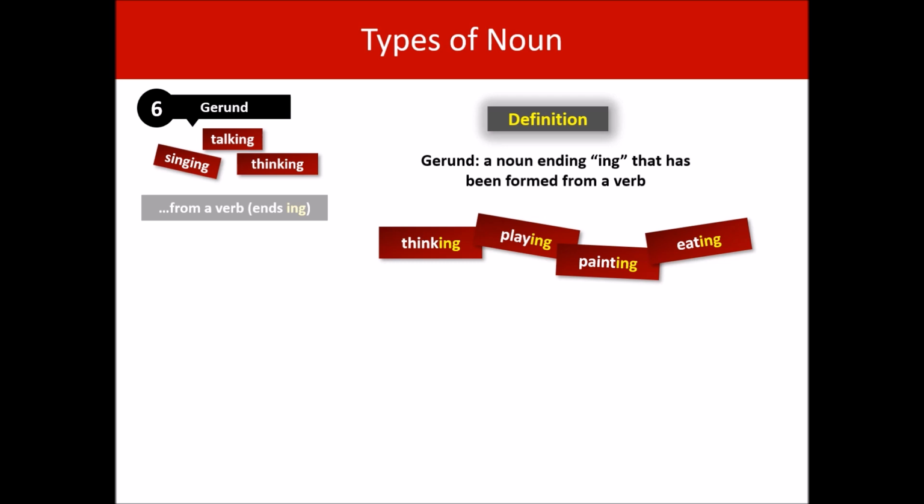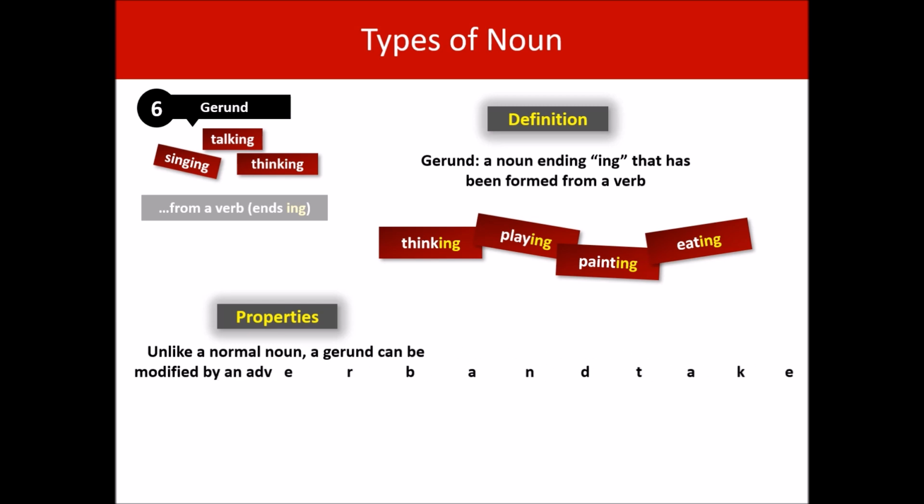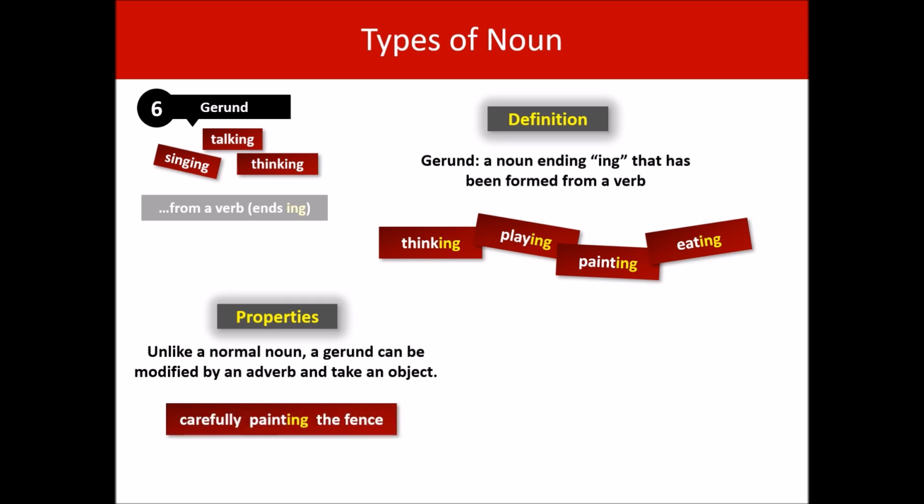Let's look at some of the properties of a gerund. So unlike a normal noun, a gerund can be modified by an adverb and take an object. Look at this little phrase. Carefully painting the fence. Painting is our gerund, but it has been modified by an adverb. And it has taken a direct object. Painting what? Painting the fence. That makes it a direct object. So, gerunds retain some of their verb-like properties, but they are nouns.